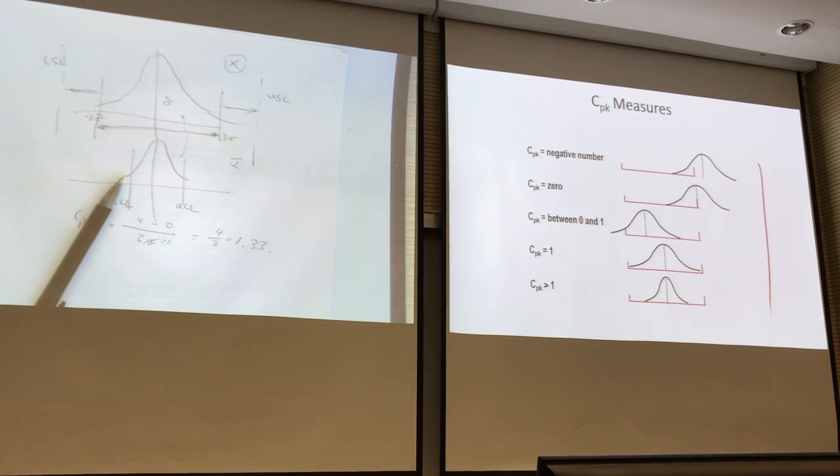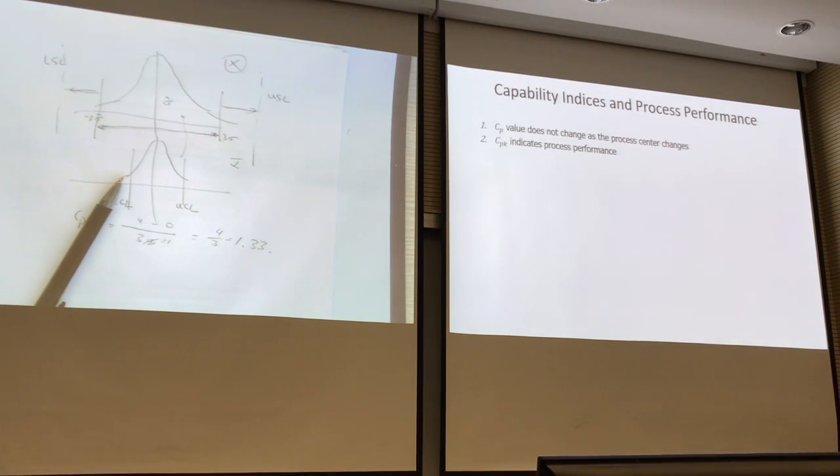So this is just a summary of that, and I'm not going to go through that. Quick summary: the Cp value does not change as the process center changes. Cpk indicates the process actual performance. Got it? Cp equal to Cpk means the process mean is centered, that the process mean and the specification nominal value, the target value, coincide.